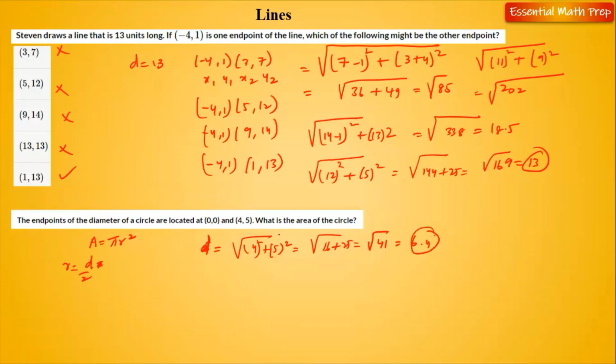So that's your diameter, right? Which means the radius would be half of that. It'll be 3.2. So area would be pi times 3.2 squared. If it's a multiple choice that does not permit a calculator, you would have to round it off to 3. So that'll be 9 pi. I'm just rounding it off to 3, and so it's 9 pi. That's it.